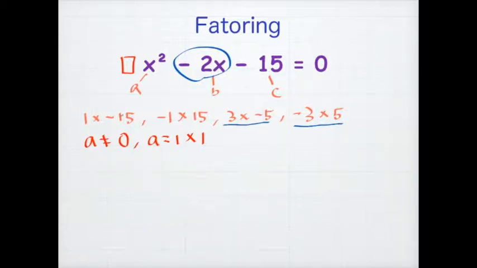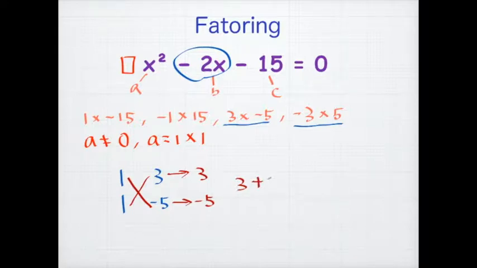Let's look at our a value here. Our a value is 1 times 1, and we put positive 3 and negative 5 here. And here is the cross multiply. 1 times positive 3 equal to positive 3. Then we take 1 times negative 5 equal to negative 5. At the end, we take positive 3 plus negative 5, which equals negative 2, and the answer is the same as our b value. So that means positive 3 and negative 5 is a perfect pair of factors for our equation.